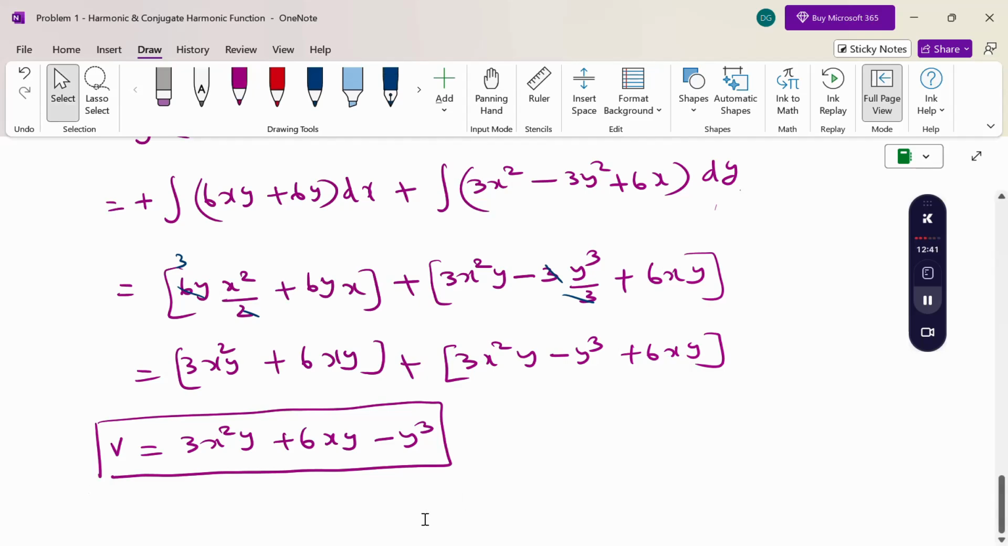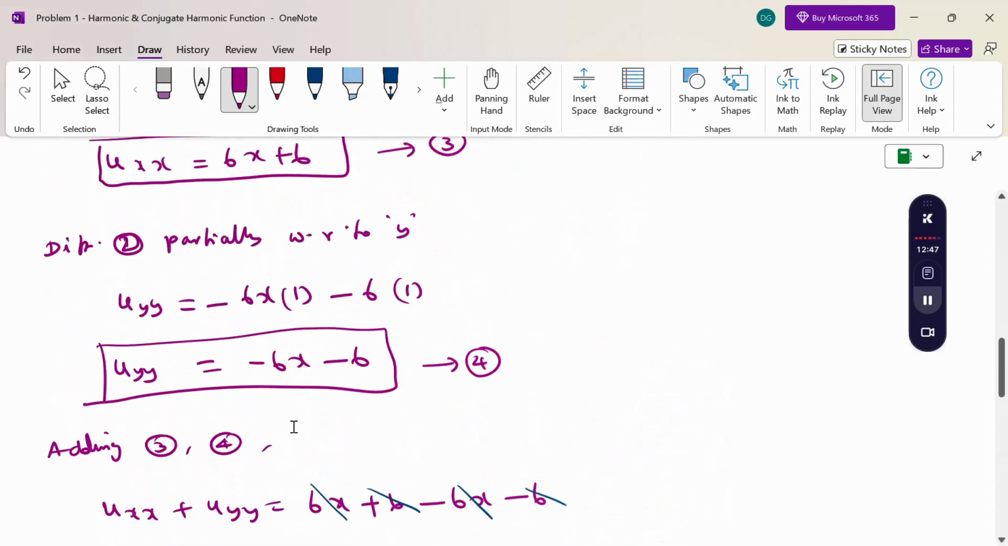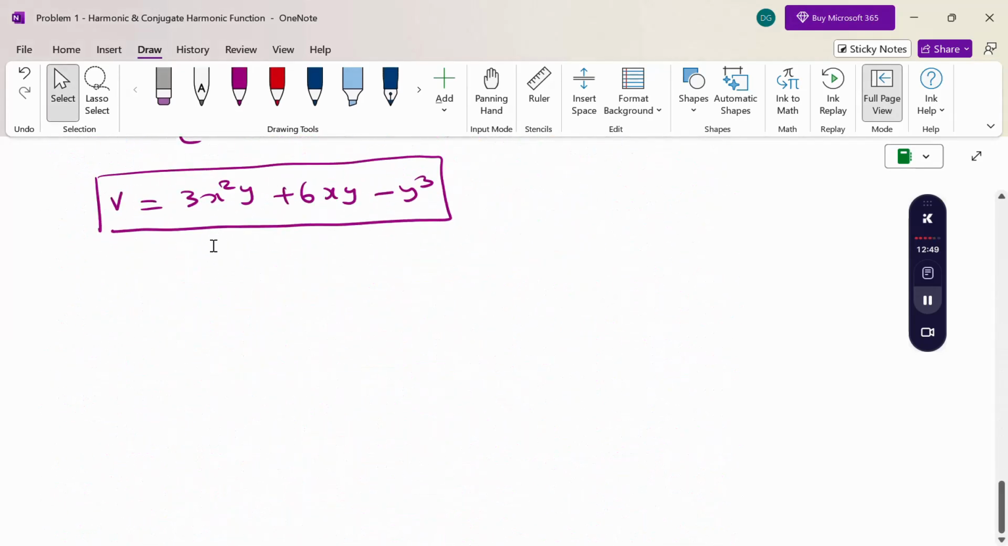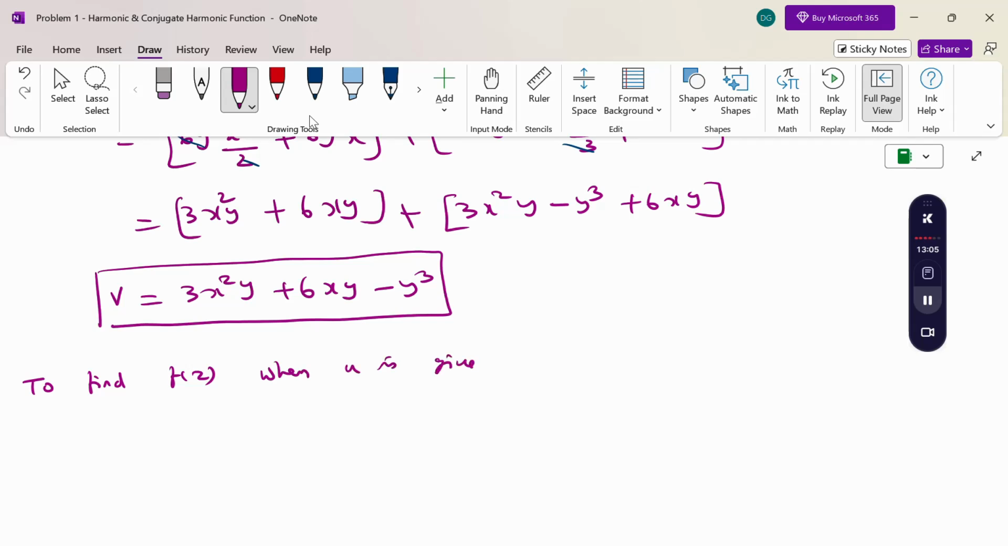Now this is the conjugate harmonic. I mentioned that this is a direct finding. Suppose to find f of z, given u plus i into this v, simplify and then convert into z terms to find f of z. This is one method. Now using the Milne-Thomson method to find f of z when u is given.